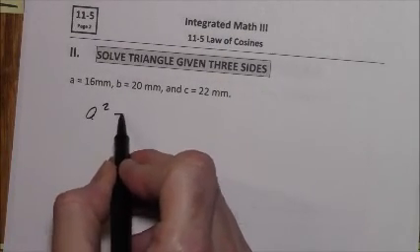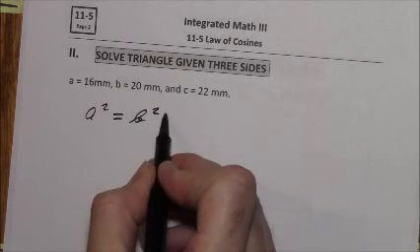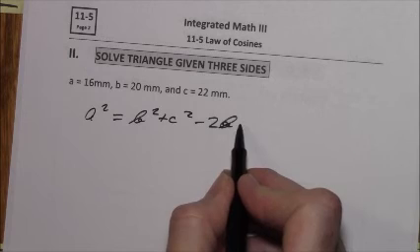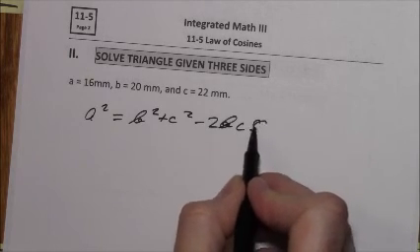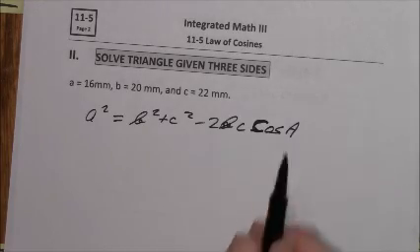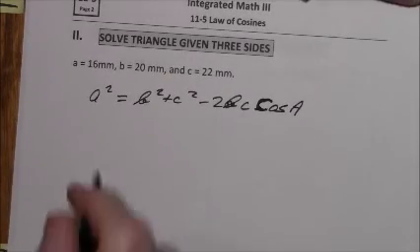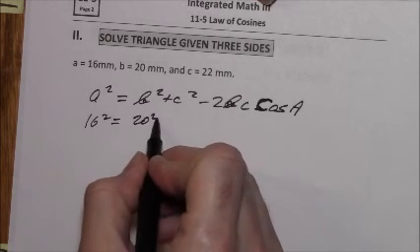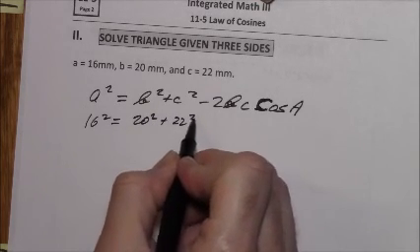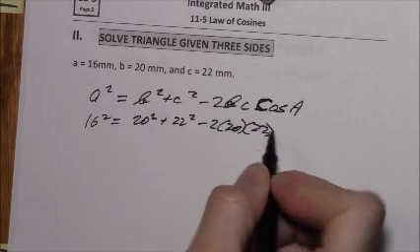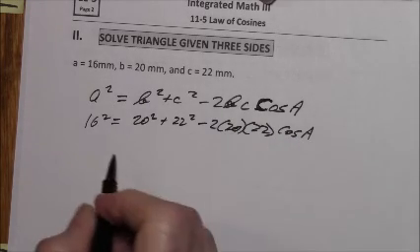So I'm going to use that a squared is equal to b squared plus c squared minus 2bc cosine. Sometimes I start writing sine, I have to catch myself, and that it's the cosine of A. So now we'll plug these things in here. That's 16 squared equals 20 squared plus 22 squared minus 2 times 20 times 22 cosine A.